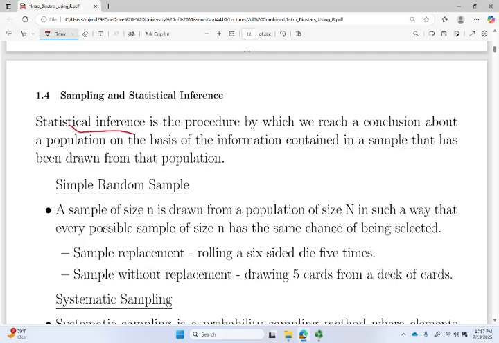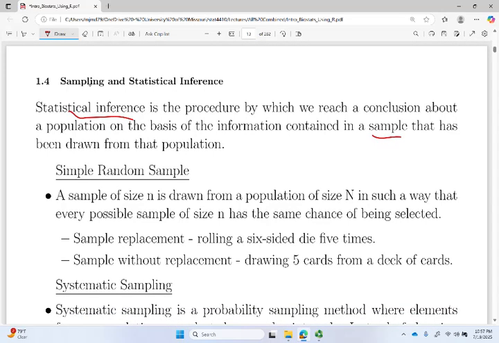So statistical inference is a way to make guesses about your population based upon your sample data. So we're going to look at the types of sampling and statistical inference.